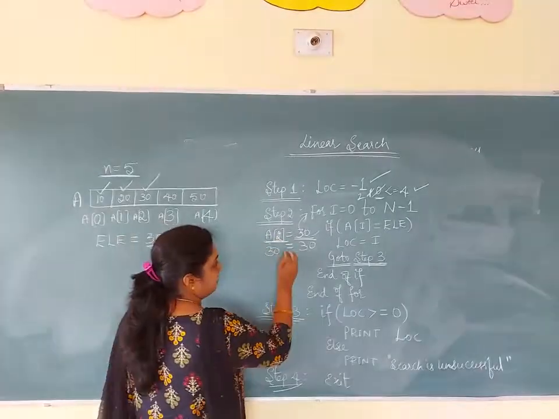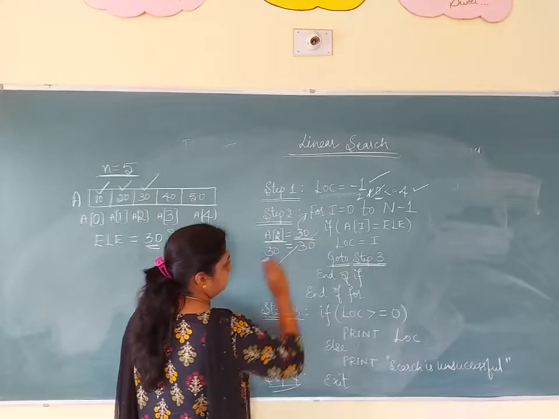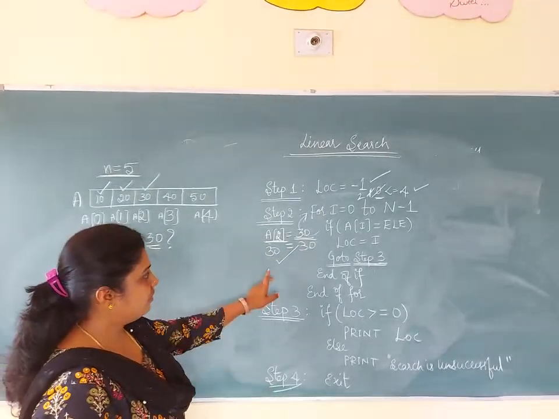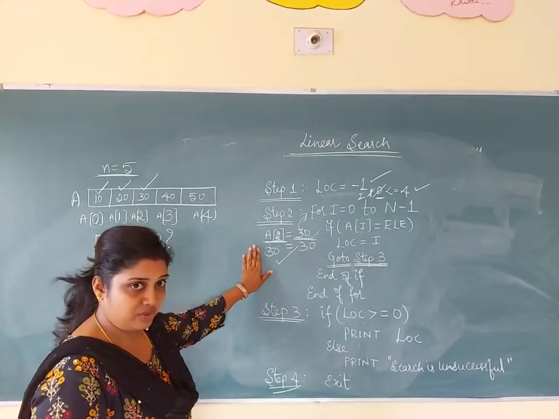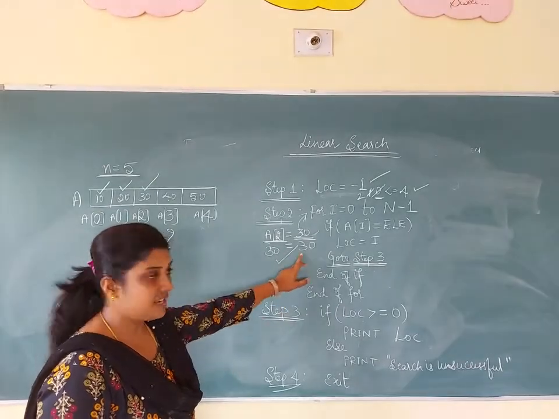Now, 30 is equal to 30, yes. The condition is true. If the condition is true, where exactly has the 30 been present?